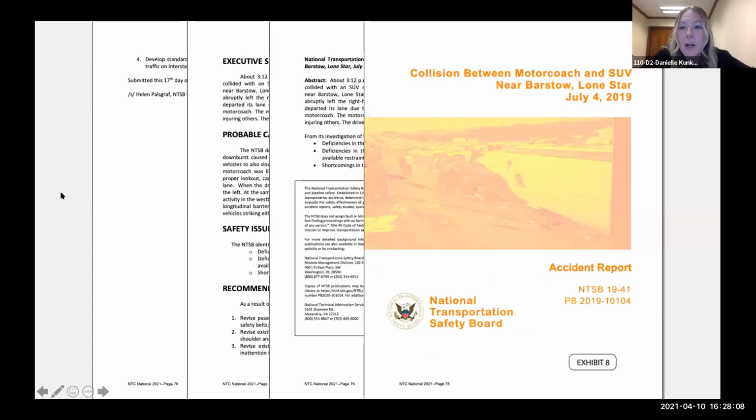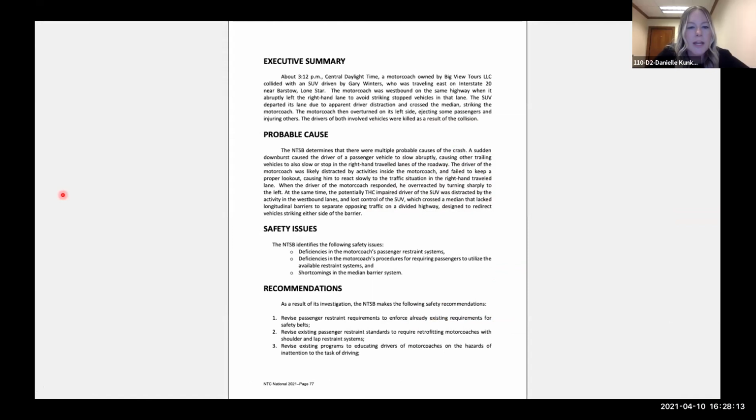Officer, can you see Exhibit 8 on your screen? I can, yes. I'd like to focus on this third page, this probable cause section here. What did they say about whether Mr. Winters could have been impaired by THC while he was driving this vehicle? It said that he was potentially impaired. Thank you. Now, I'd like to focus on the lead up to the accident.